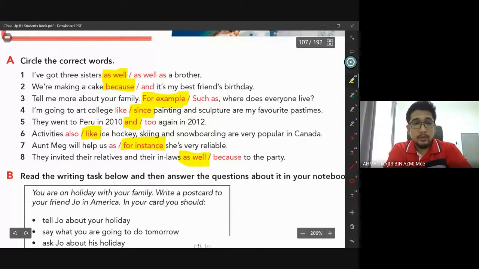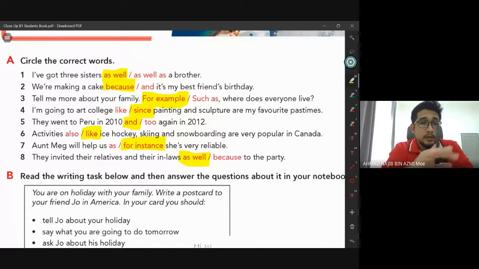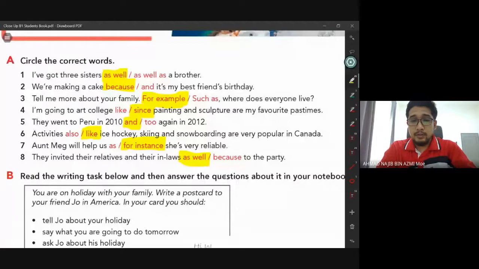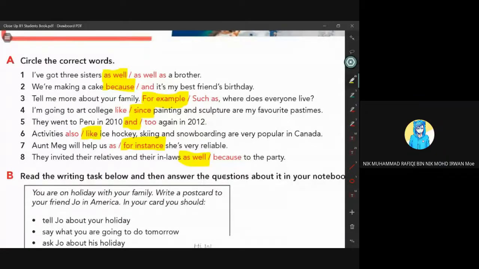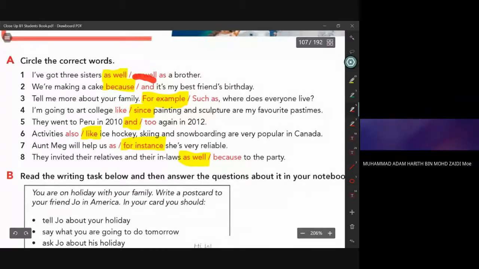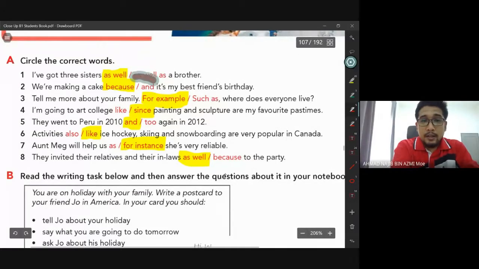Okay. Thank you, Adam. There are 2 errors here. Can anybody point out which ones are wrong? Number 1, yes. Number 1, it should be as well as. Okay, as well as. How do we use as well? The answer is as well as.